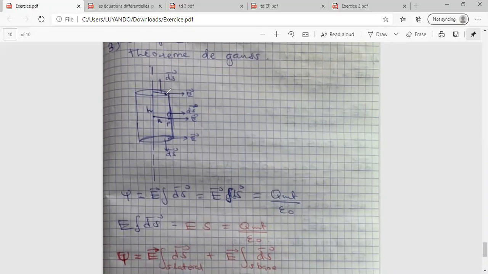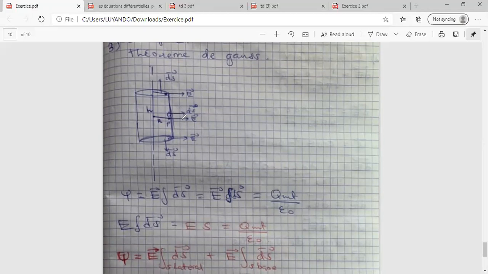But then if we have a base, let's assume our point P is here. We pick our point P here. Our E is still going to be in the outward direction, but our dS at the base is going to be perpendicular to the surface. On the sides, if we're trying to calculate at our point P here, on the surface of the cylinder, our E is going to be outwards and our dS is going to be perpendicular to the surface, which is what we have here.